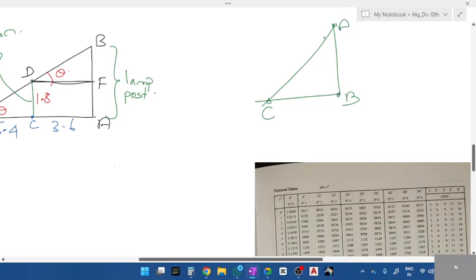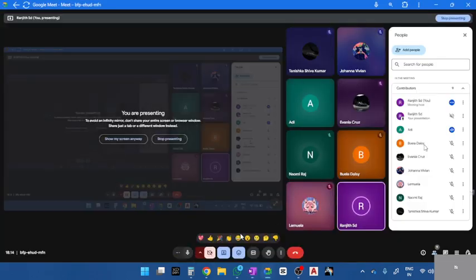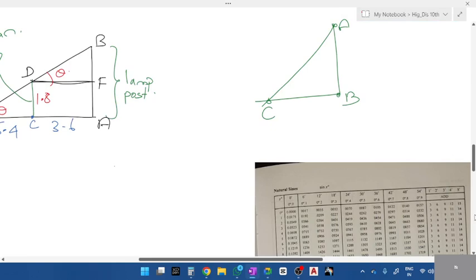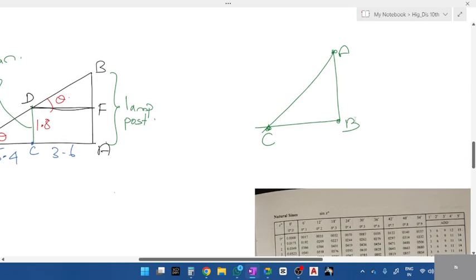Towards which side is the hypotenuse? Left hand side or right? Somebody mute the call. Adi, mute the call. I think you've logged into two devices. Okay, which side is the hypotenuse? Left hand side or right hand side? Which side is the left hand side?